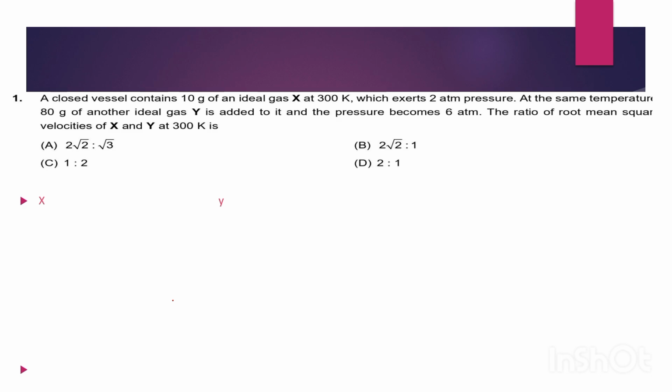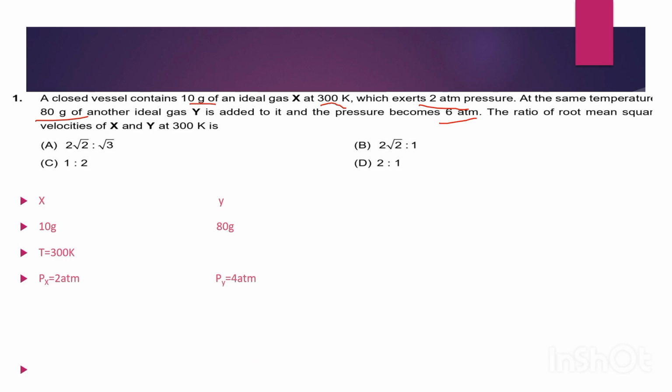So let's see what is given here. For gas X, it is given 10 gram and Y is 80 gram. Temperature is given as 300 Kelvin, and pressure of X is 2 atmosphere, and after adding Y, pressure becomes 6 atmosphere. So the net pressure of Y is 4 atmosphere. We have to calculate the root mean square velocity.